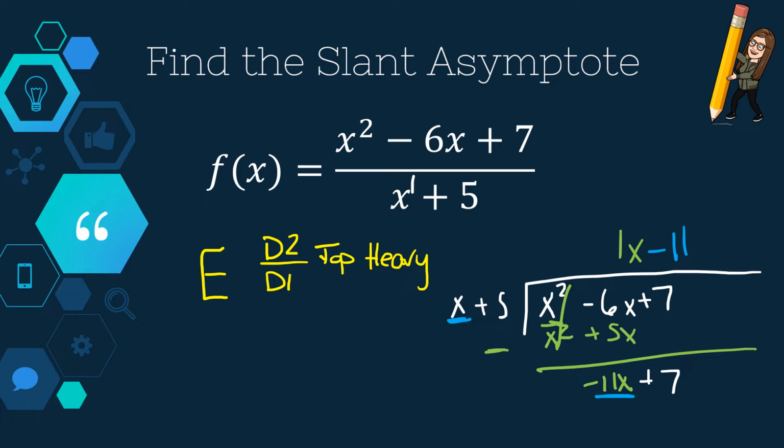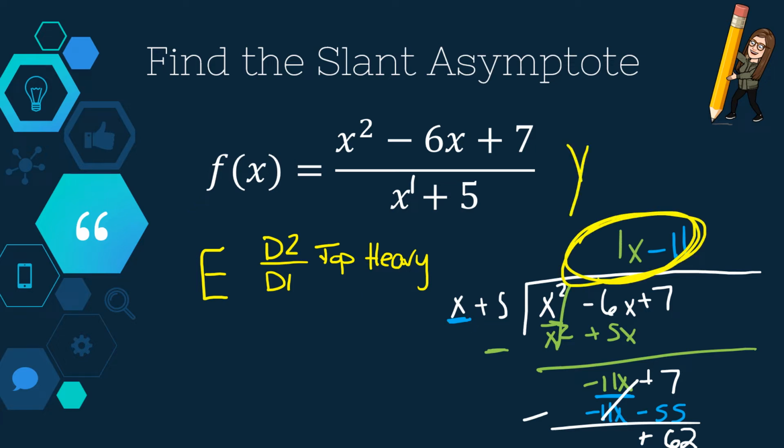What times x gets me negative 11x? Negative 11. Negative 11 times x is negative 11x. Negative 11 times 5 is negative 55. Old school subtraction. Cancels, perfect. 7 subtract negative 55 is actually a positive 62. Oh my goodness. Now, here's the joy. You guys, the remainders are so minuscule in the concept of a linear function, we get to ignore it. This is my slant asymptote. My slant asymptote is the line x minus 11, right? Here's my y-intercept, plot my b, count my slope.